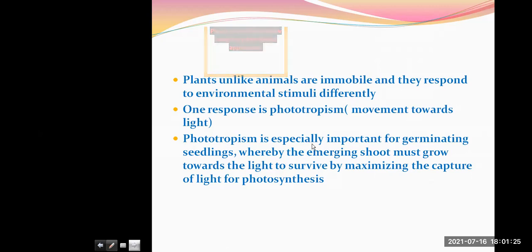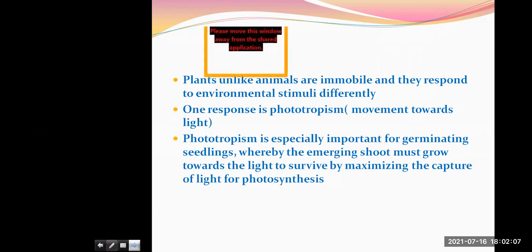That is, those seedlings which are yet to come out fully from seeds. For them phototropism is important, whereby the emerging shoot, that is the shoot contained in the germinating seed, comes out, and this emerging shoot must grow towards the light so that it can capture maximum light for photosynthesis. Since this growing shoot requires food, and that food it has to prepare by photosynthesis, because now it has come out of the seed.